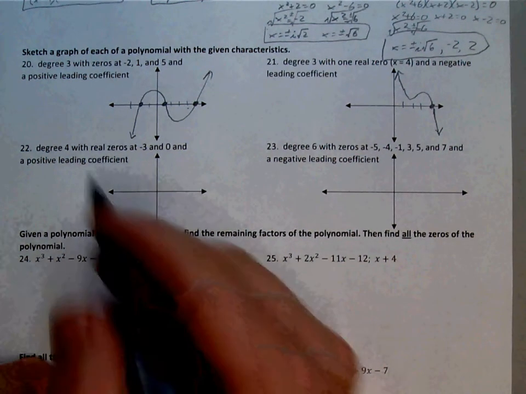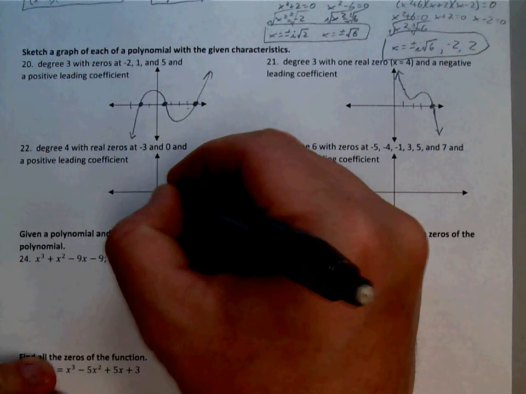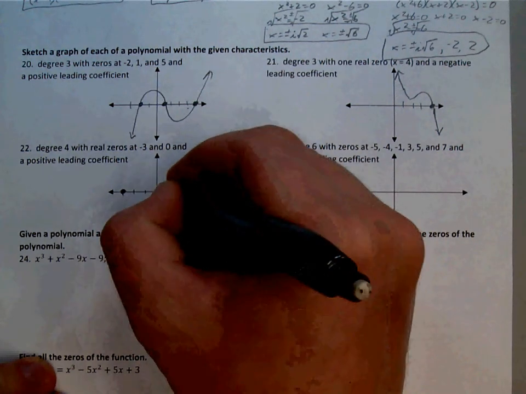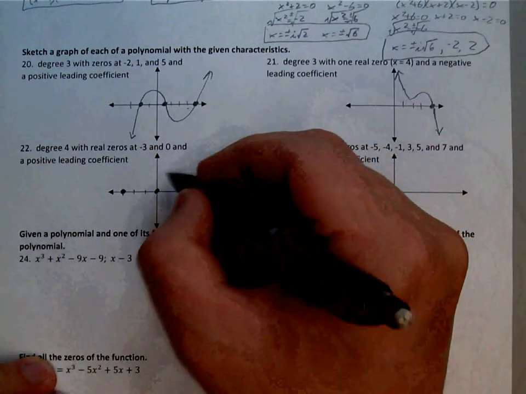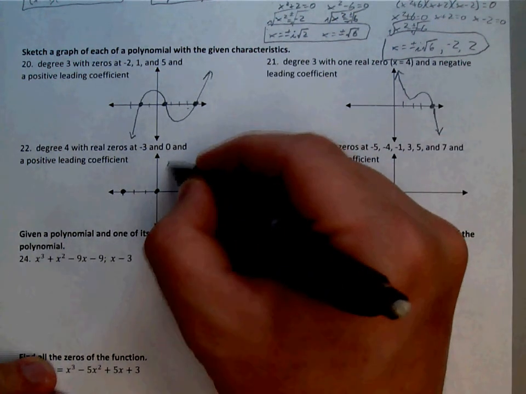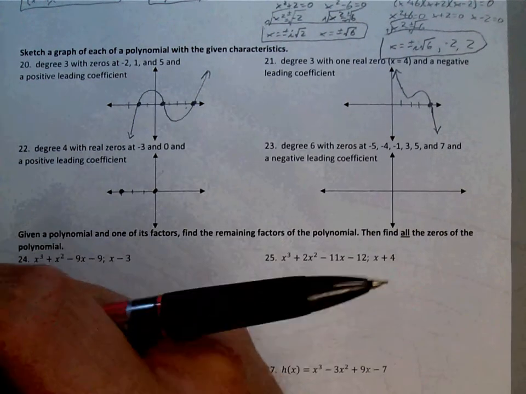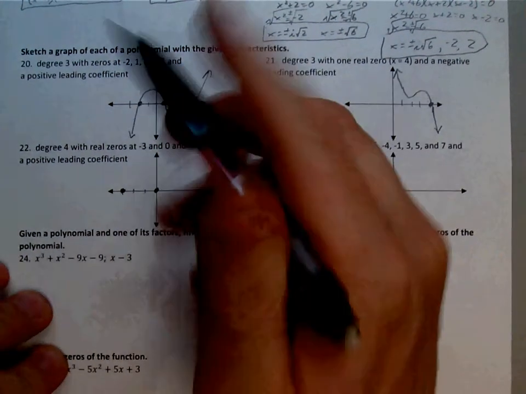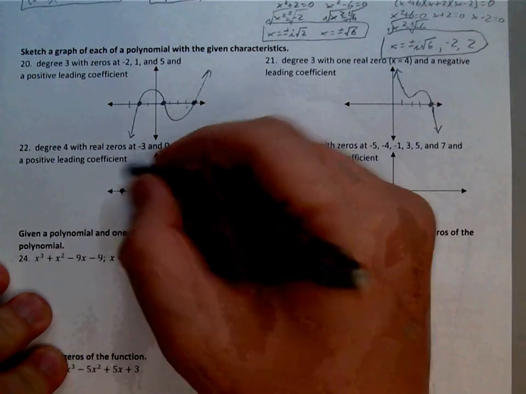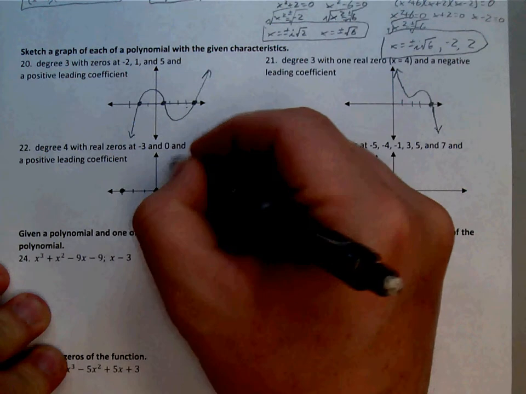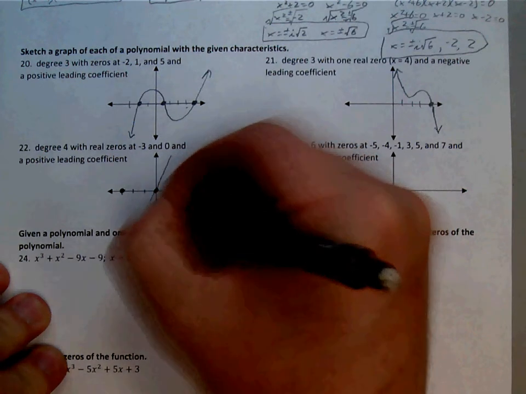Number 22, degree of 4, real zeros at negative 3 and 0. Okay, so touch those 2 points, positive lead coefficient, so the right side's going up. Both sides will open up, and it's kind of a W shape. You can choose to bounce off of these, like they're double roots. It doesn't really tell us if they're double roots, so I'm not going to bounce. I'm going to come down.